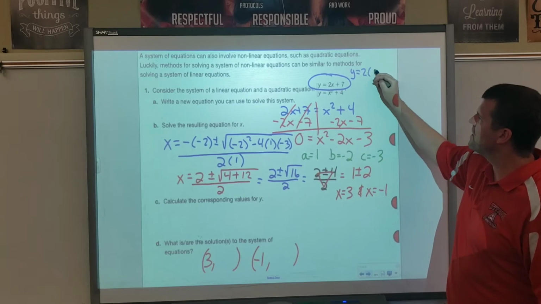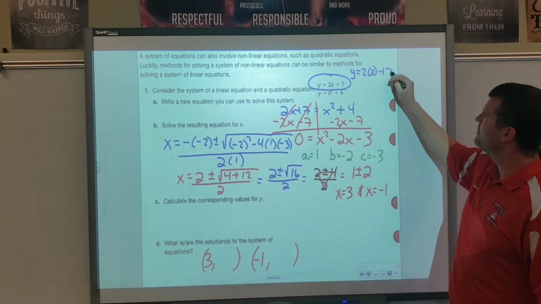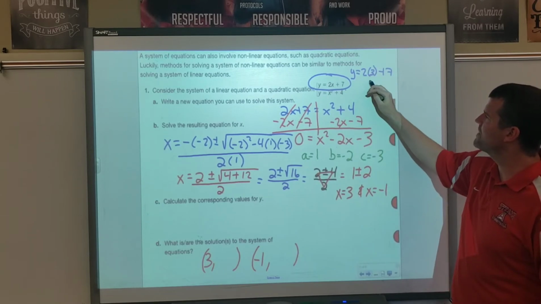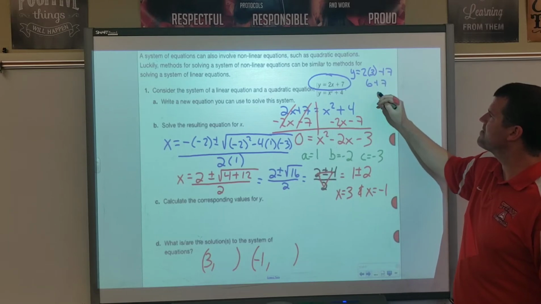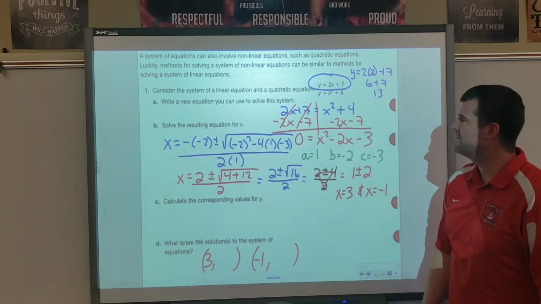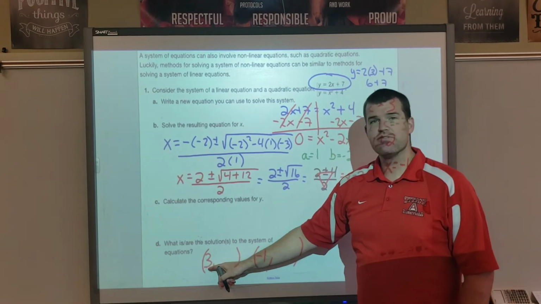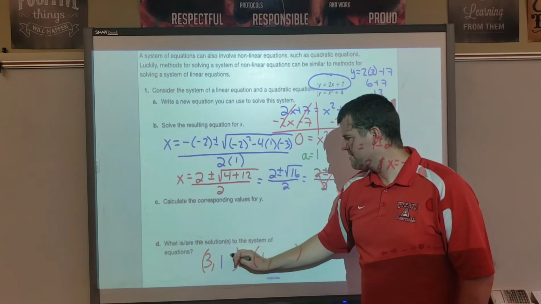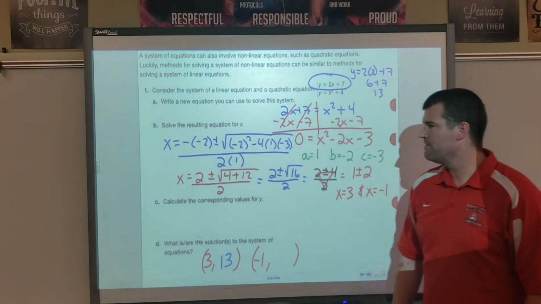So if my x is 3, I'm going to plug it in right here, and I get y equals 2 times 3 plus 7. 2 times 3 is 6, and 6 plus 7 is 13. So I know that when my x value is 3, my y value is 13. That is one of our solutions.